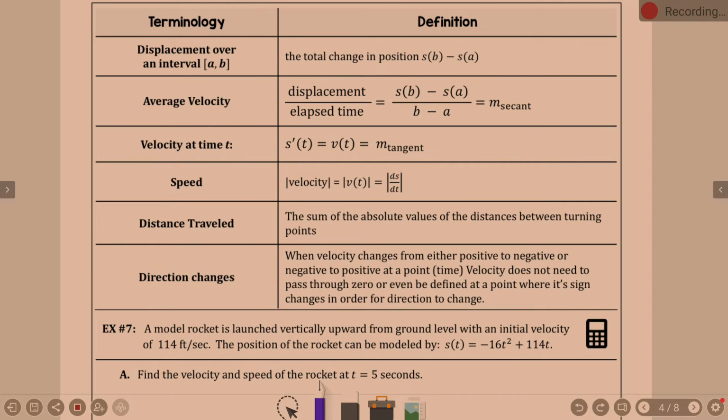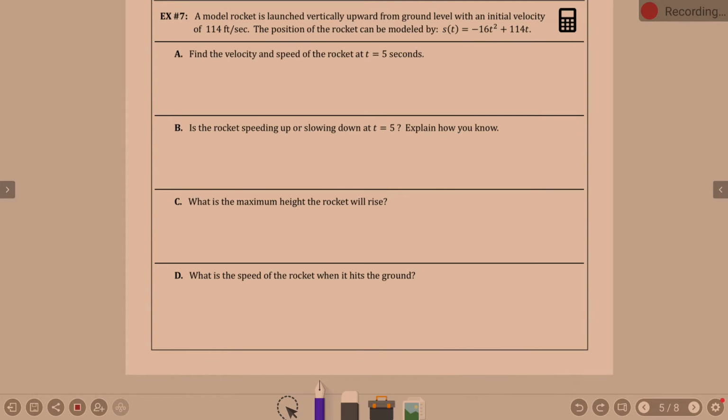Ready to launch a rocket? Let's go launch a rocket. A model rocket is launched vertically upward from ground level with an initial velocity of 114 feet per second. The position of the rocket can be modeled by the given function s of t. Have you guys noticed the little calculator emblems at times? Okay, that is the author's way of saying this is a calculator active problem, like you would be expected to use a calculator.